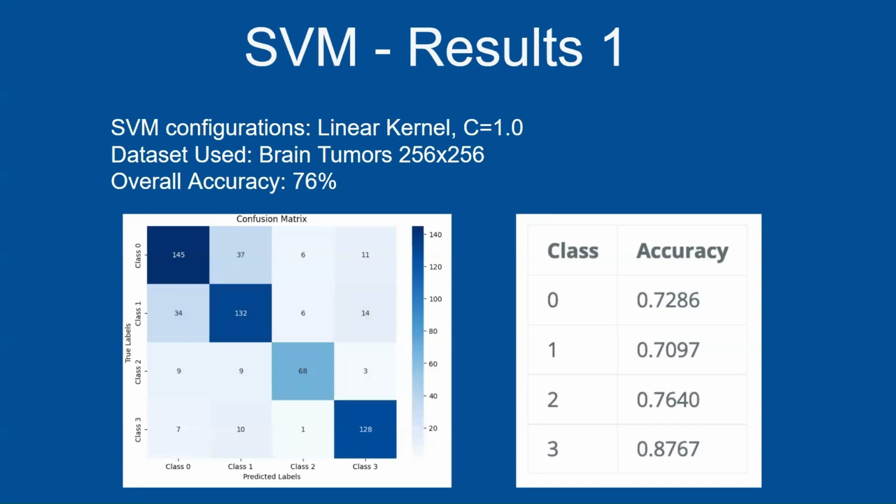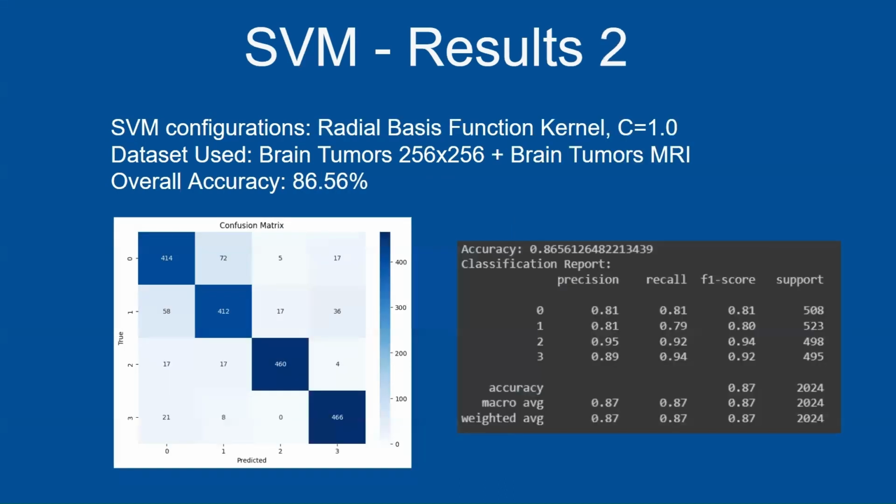For the first result, we use the 256 cross 256 dataset for the brain tumors and use a linear kernel for the SVM configuration. We achieve an overall accuracy of 76% with the following confusion matrix and the class-wise accuracy scores. In order to improve the results, we changed the kernel from linear to radial basis function, because radial basis function better encapsulates complex and nonlinear relationships in the data, with the same regularization constant.